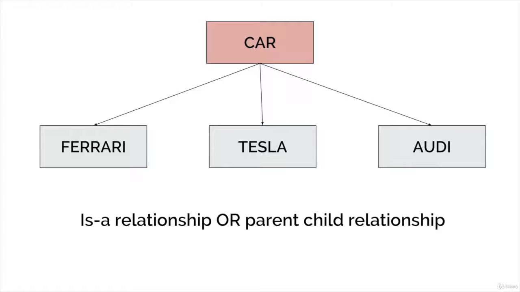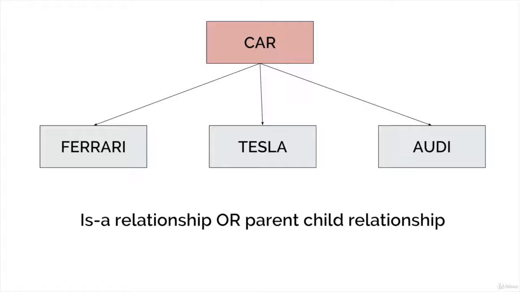If we take some other example, like that of a mobile phone, we can say iPhone is a type of mobile, and Samsung is a type of mobile phone. So this relationship between the iPhone and a mobile phone is known as an is-a relationship or parent-child relationship or inheritance in object oriented programming.